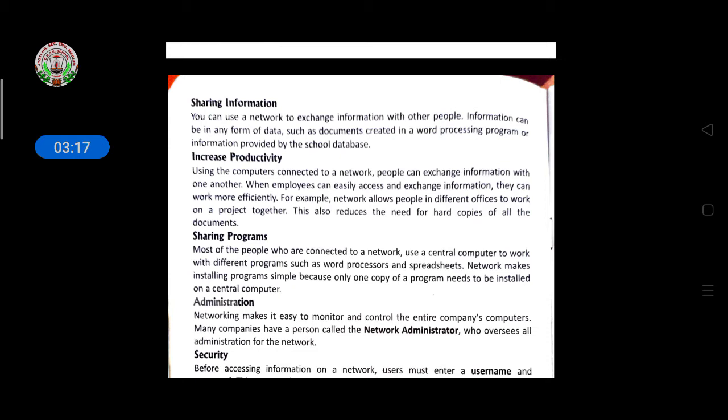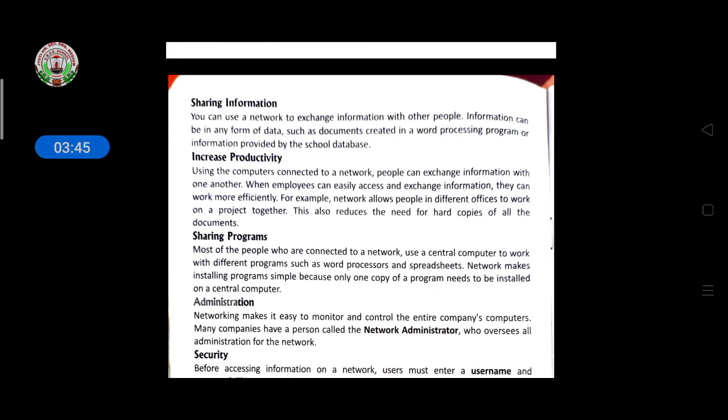Then increased productivity. Using computers connected to a network, people can exchange information with one another. When employees can easily access and exchange information, they can work more efficiently. For example, a network allows people in different offices to work on a project together. This also reduces the need for hard copies of all the documents.